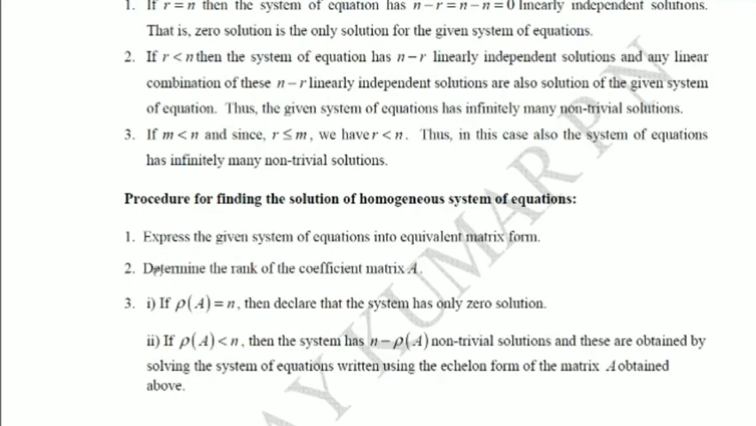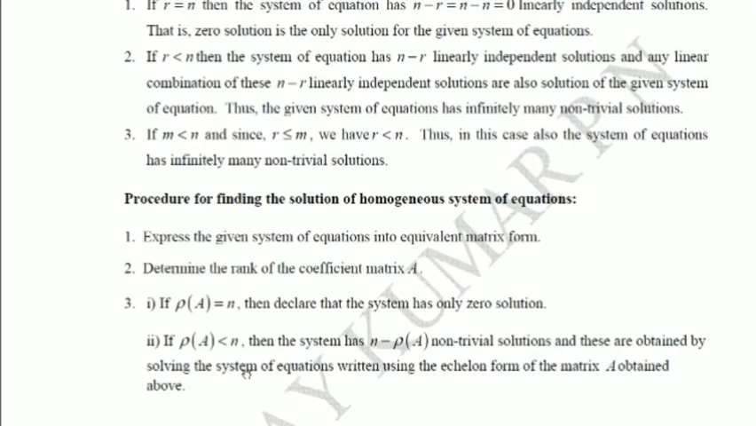So you need to remember that for finding the solution, first you need to express the given system of equations into an equivalent matrix, then find the rank of the coefficient matrix. Then based on the rank of the coefficient matrix, you will have two choices. Either it will be equal to the number of unknowns or less than the number of unknowns. If it is equal to the number of unknowns, then it has only the zero solution. If it is less than the number of unknowns, then it has a non-trivial solution.